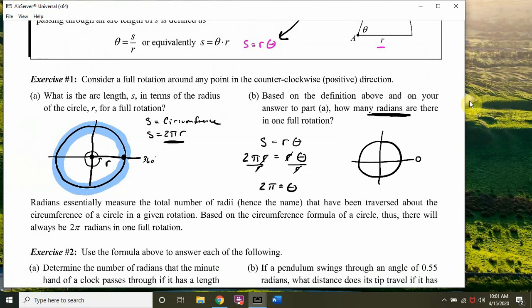What this means is that the full way around a circle in terms of radians is 2 pi radians. There's 0 radians, and if I measure all the way around a full circle, I get back to where I started, that's 2 pi radians. So 2 pi radians is the full rotation of a circle. 360 is the full rotation in degrees. 2 pi is the full rotation in radians. Radians essentially measure the total number of radii, hence the name, that have been traversed about the circumference of a circle in a given rotation. Based on the circumference formula of a circle, there will always be 2 pi radians in one full rotation.